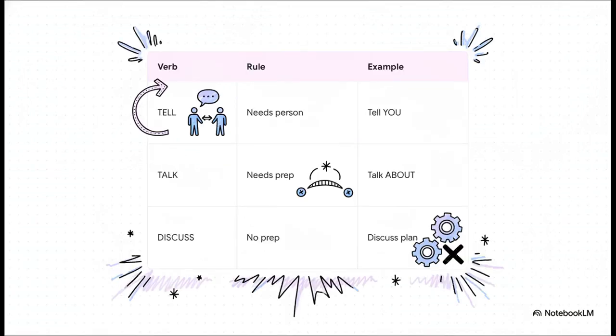The absolute easiest way to fix this confusion is by analyzing the structure, not the meaning. Look at the patterns. Tell needs a person right after it, tell you about my trip. Talk needs a preposition, talk about my trip. And here is a fun bonus one for you. Discuss takes no preposition at all. You just discuss the plan, not discuss about the plan. If you memorize the structural pattern, you'll eliminate a massive hurdle to your fluency.